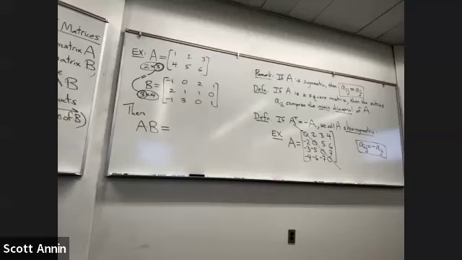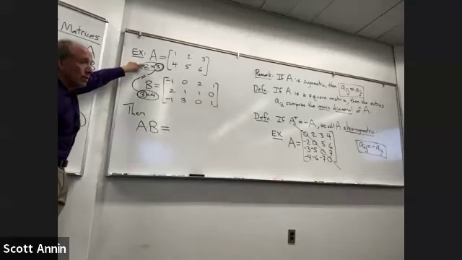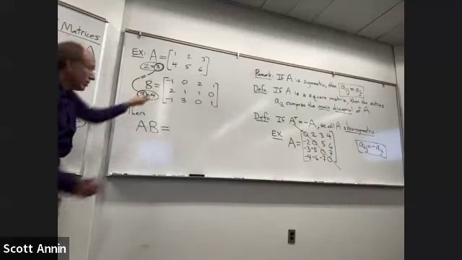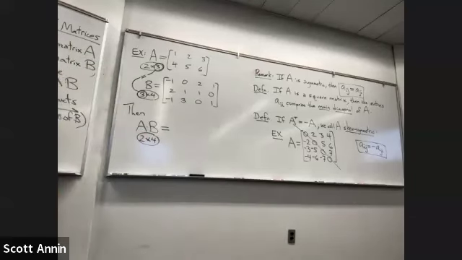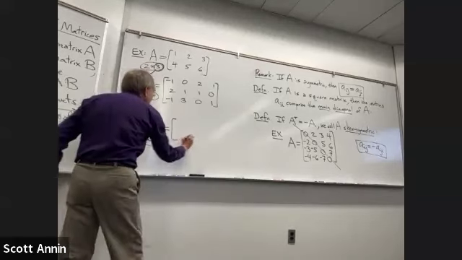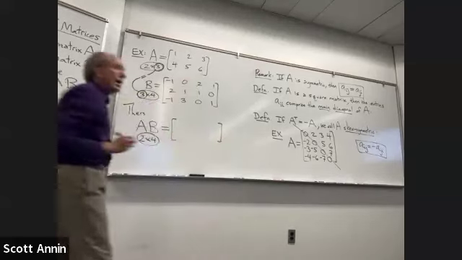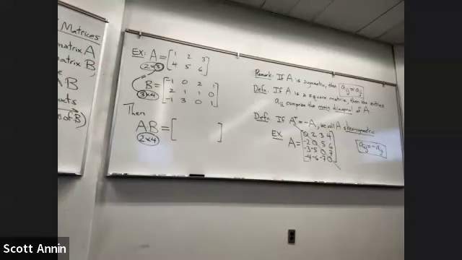M by P, right? M here is 2, and P is 4. So this is going to be a result that is 2 by 4. And so let me get myself set up. I have to have 2 rows and 4 columns. Okay, and now I'm going to try to just explain, I'm going to do this once.